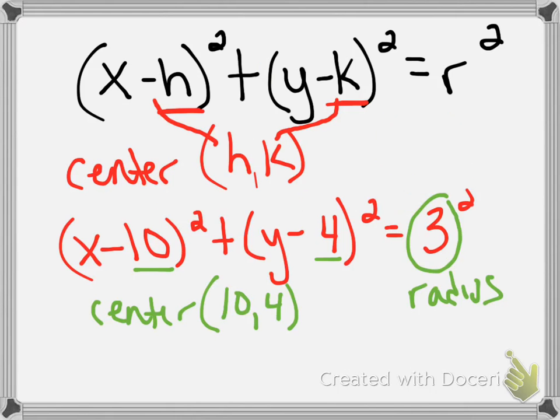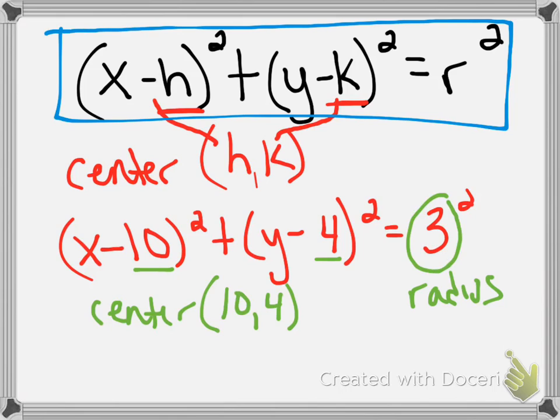That's all there is to graphing circles. So this is the standard form of a circle: x minus h quantity squared plus y minus k quantity squared equals r squared. The r is your radius, R-A-D-I-U-S, and then (h, k) is your center.